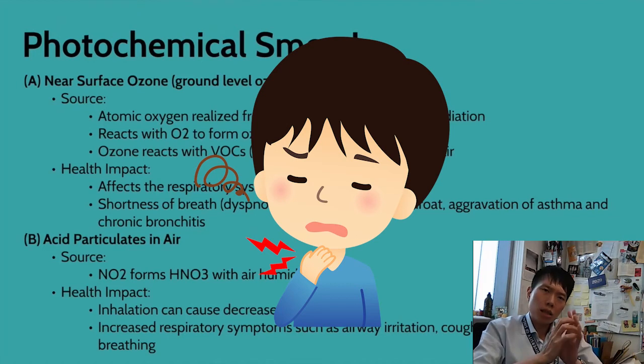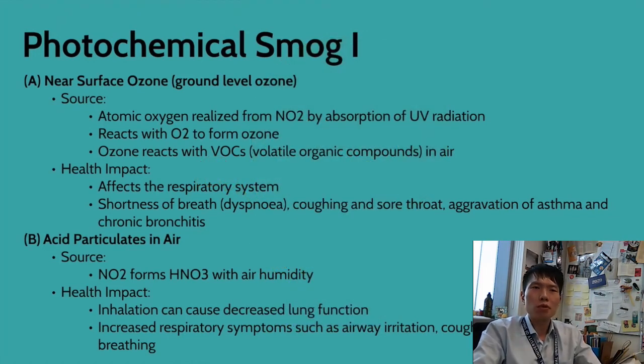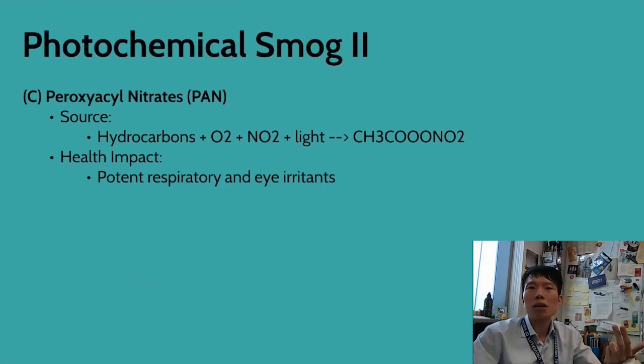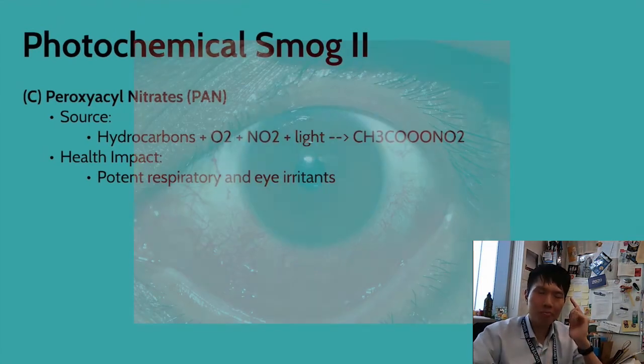Now, the third and last component of this photochemical smog is called PAN, peroxyacyl nitrate, right? It occurs when hydrocarbons, oxygen, and nitrogen dioxide, in a trio, react together in the presence of sunlight. It is a photochemical reaction. So peroxyacyl nitrates are very potent respiratory and eye irritants.